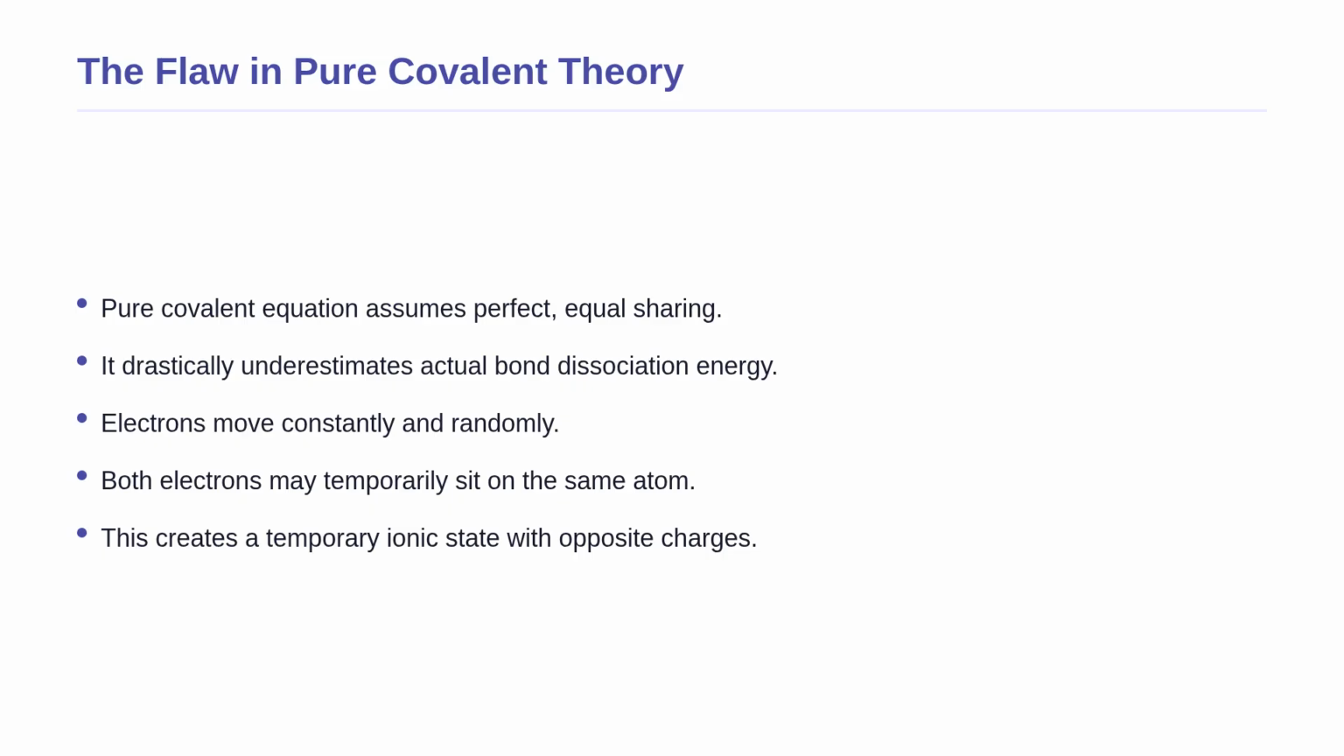The pure covalent equation assumes electrons are always perfectly shared, but electrons are constantly moving. Sometimes, just by random chance, both electrons might temporarily end up sitting on the same atom. This creates a temporary ionic state, where atoms are held together by the attraction of opposite electrical charges.